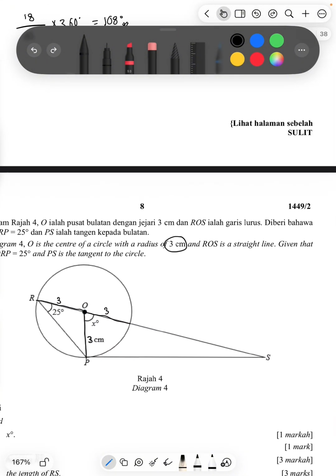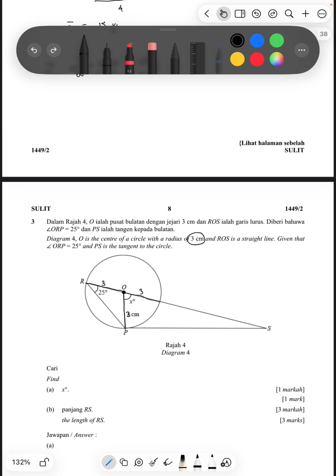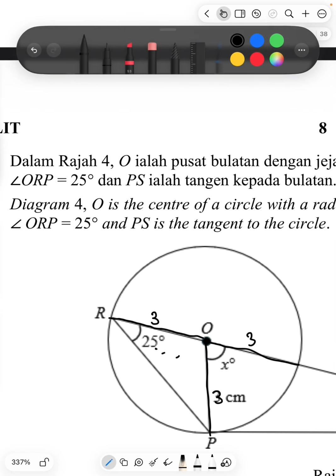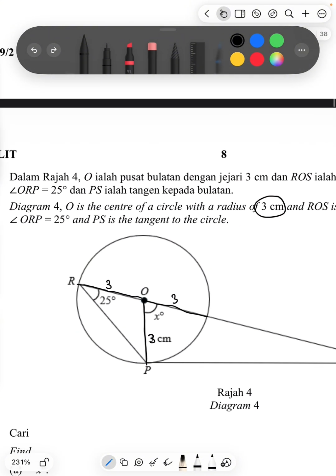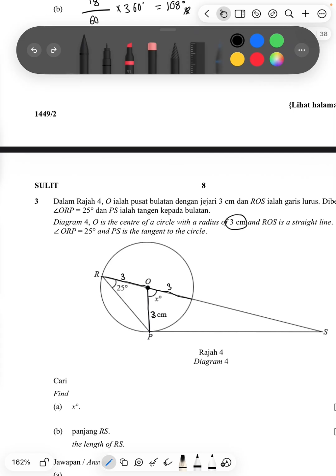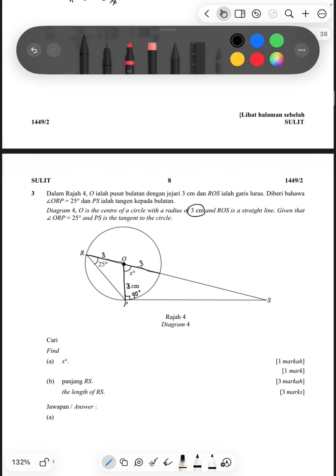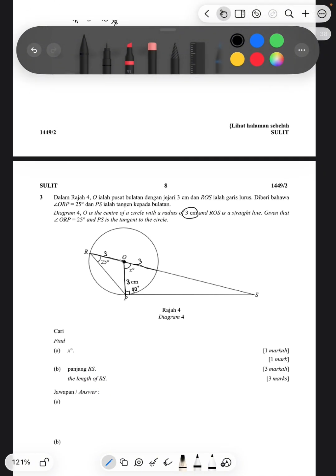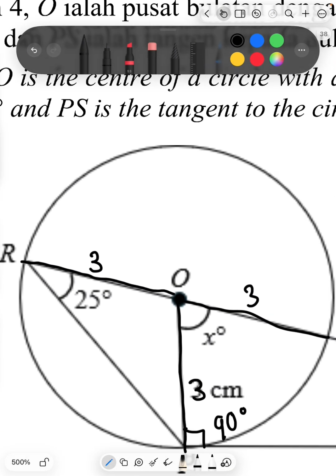Now, ROS is a straight line. Given that angle ORP is equal to 25 degrees, and PS is the tangent to the circle. This means that this is 90 degrees, because that's the tangent rule. Now find x degrees and the length of RS.